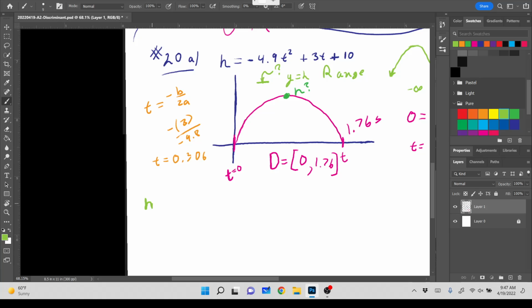We use the vertex formula to find the time. I think we were headed in a good direction there. Substitute the time up in here and give us the h. So we're finding h of 0.306, right? So we're just plugging it in.